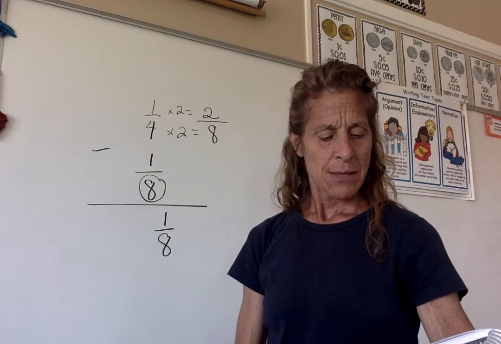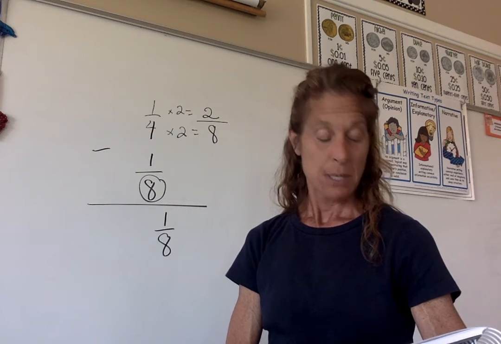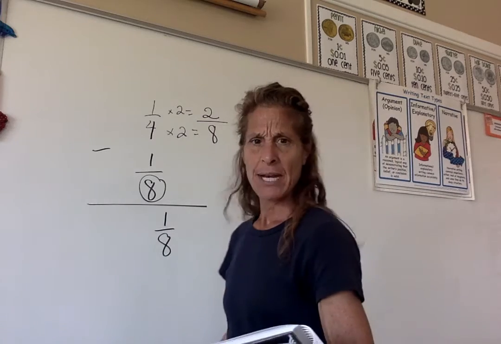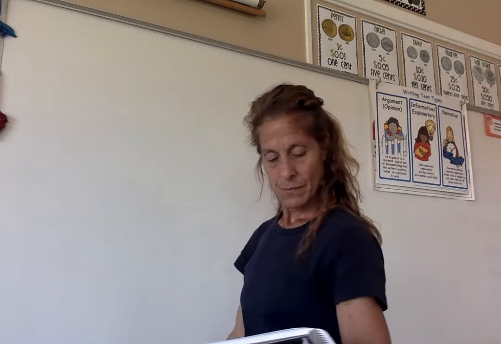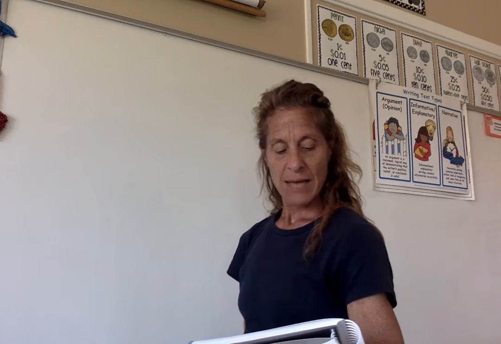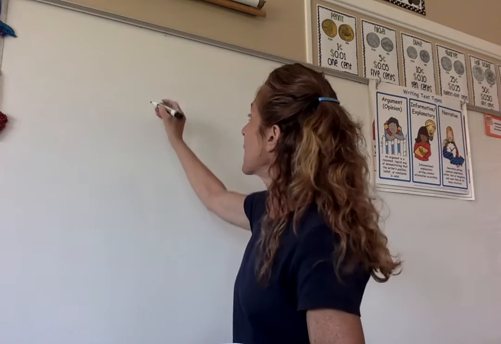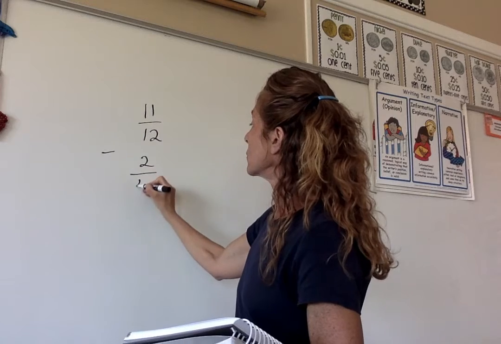Okay? The rest are pretty straightforward. There's no mixed numbers on subtraction. You're just finding the common denominator and you're subtracting. How about I do one more? Okay. 11/12 minus 2/4. I'm doing number 5. 11/12 minus 2/4.